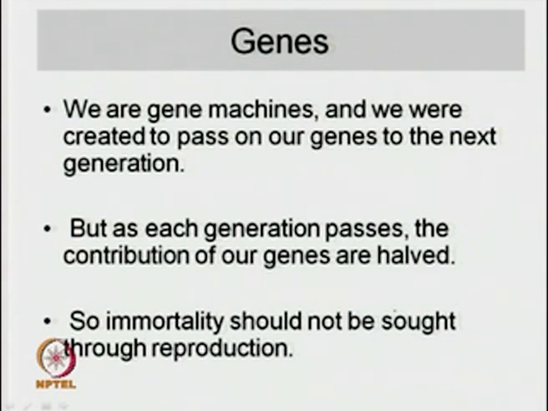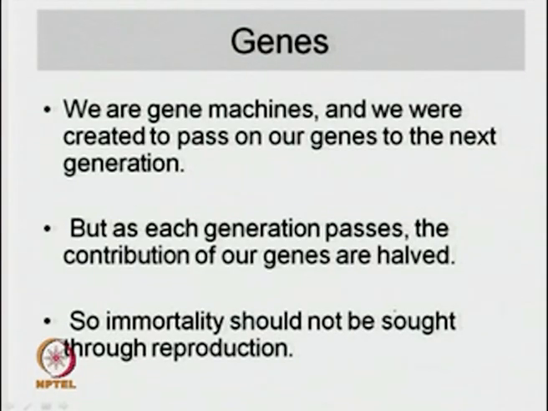Then comes another point, where he says we are gene machines. In one way of describing ourselves, of course, we are gene machines, created to pass on our genes to the next generation. Those scientists who see everything in terms of the gene have even called the human body simply a vehicle for the transmission of genes. That is one way of describing the human being, because these things called genes want to replicate and get passed on.